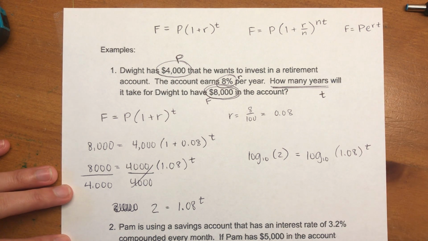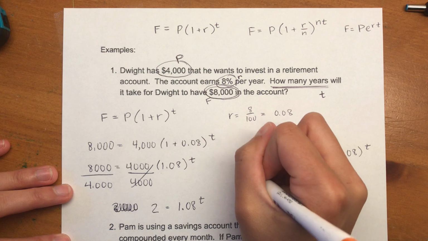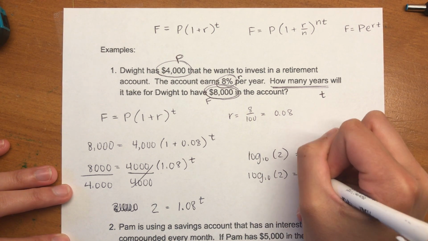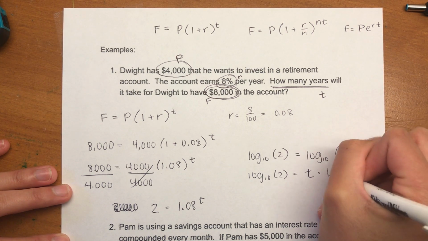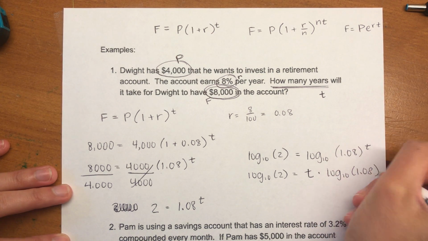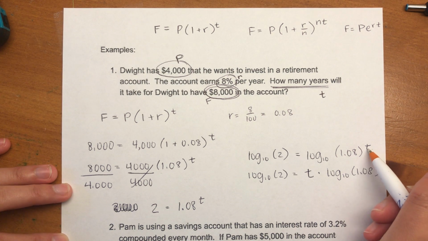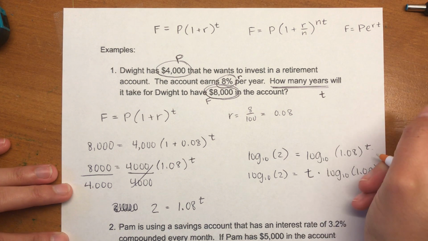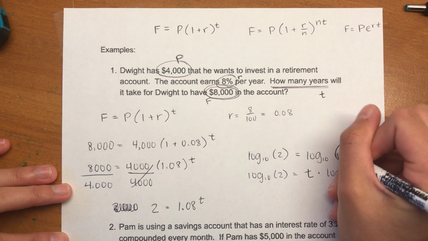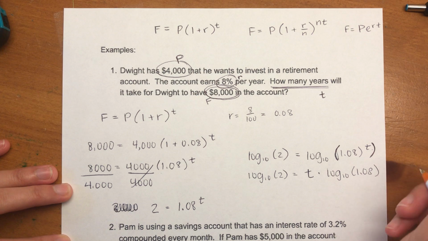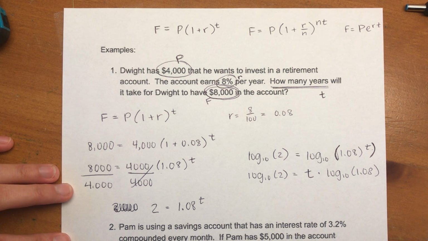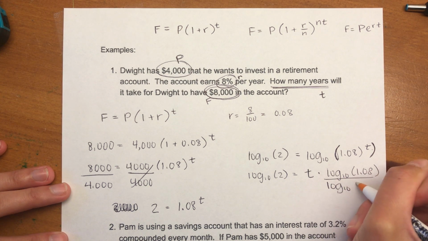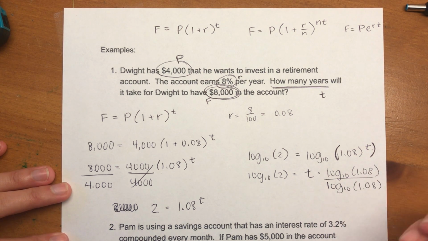So I'll take the log base 10 of 1.08 to the t. Then I'll get log base 10 of 2 equals t times the log base 10 of 1.08. Remember, I call that the slide to the front. That t comes to the front, whatever the exponent is. Really the parentheses should have been on the outside like this. Then to get t by itself, I'm going to divide both sides by the log base 10 of 1.08.